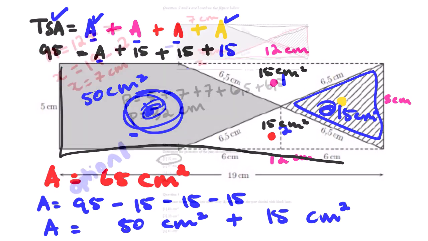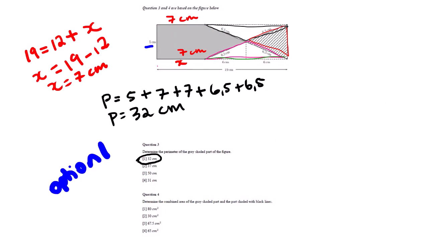Let us check the options. You can see we have option number 4 as our answer. The answer is option 4, which is 65 centimeters squared.